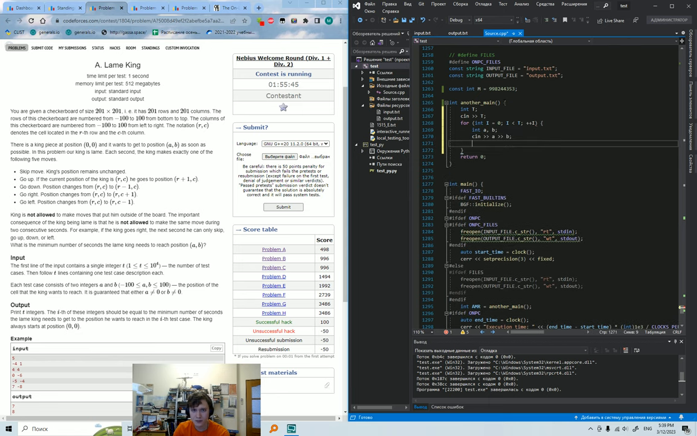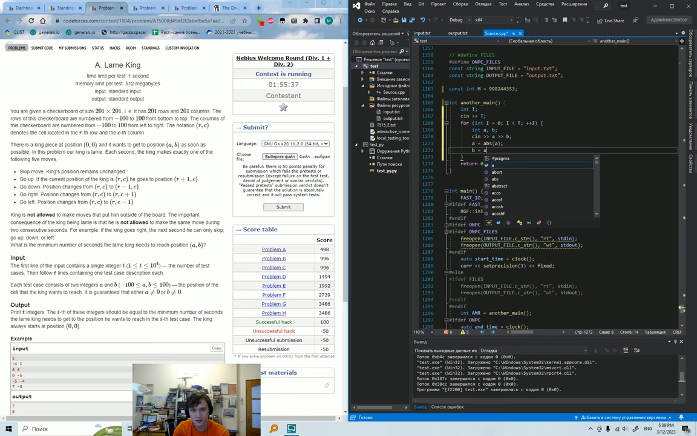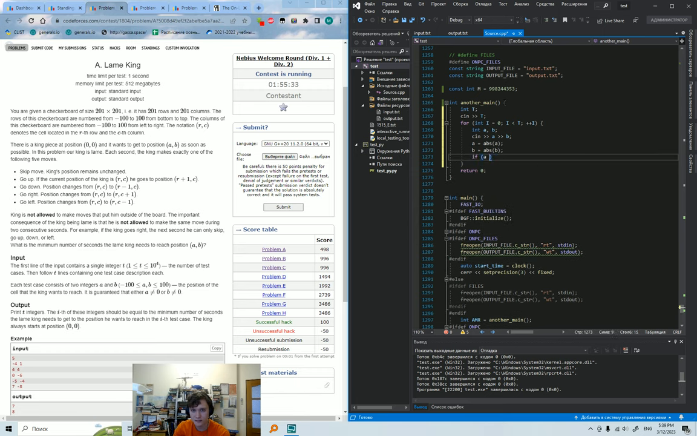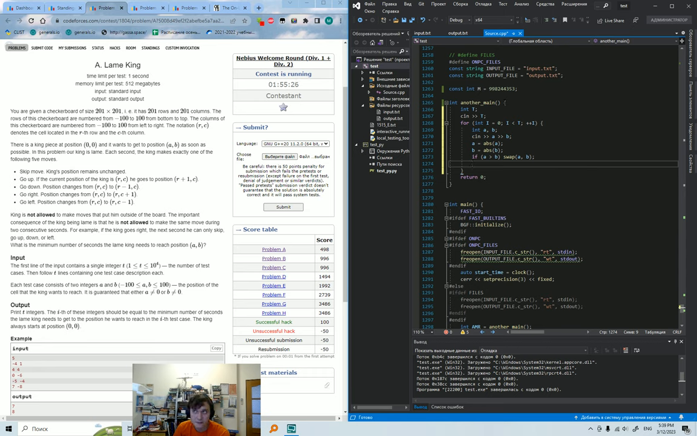We read A and B, and we say that first of all, we can replace A with abs of A, B with abs of B, and if A is greater than B, then we can swap A and B. So now A and B are non-negative, and B is greater than A. Yes, and now I guess it's something like: first 2A moves, we go diagonally. Yes, and then we need to make B minus A moves to the right, which we can do in this time.